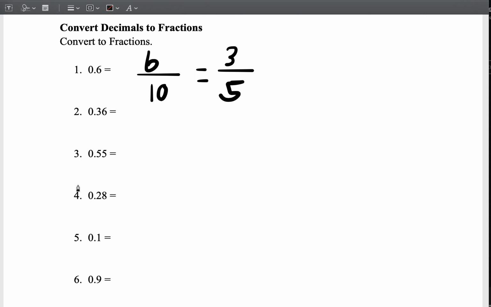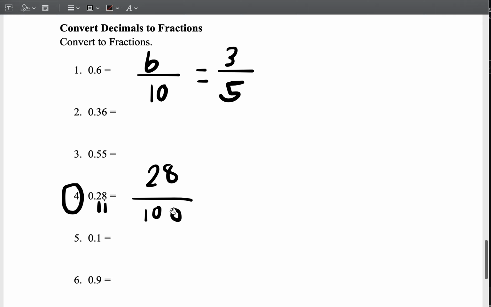Now let's compare this with number 4, where this is the 100th place. So this first place is the 10th place, the second place is the 100th place. So it'd be 28 over 100. And if you want to go slower, now we all know that 28 is divisible by 4, right? And 100 is divisible by 4. So what is 28 divided by 4?